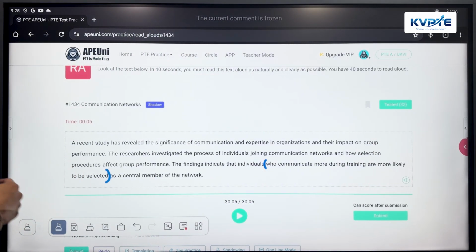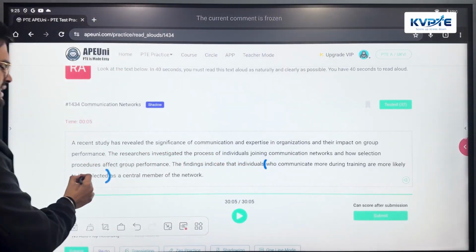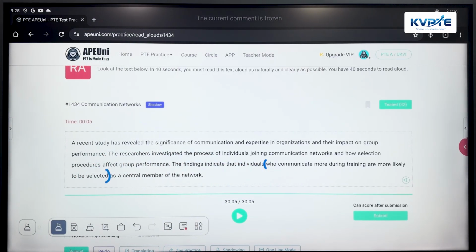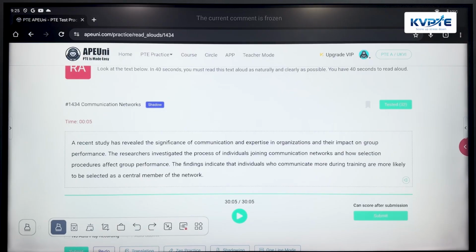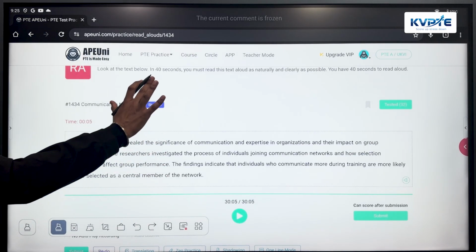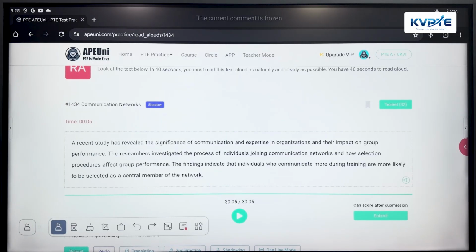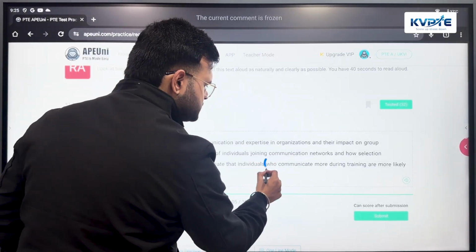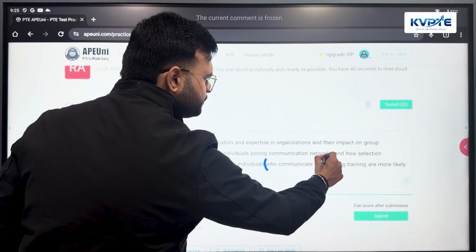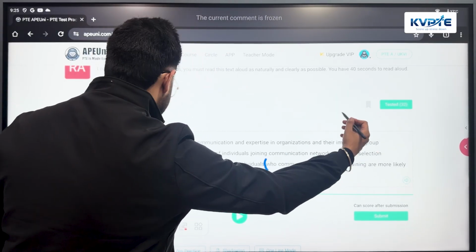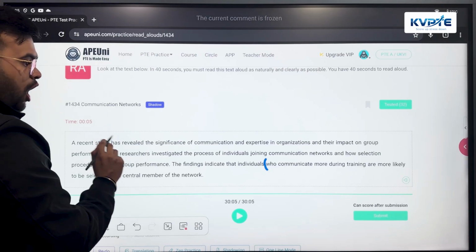I'll just prepare this line in my preparation time, and then I'll speak from "who" till "selected". So I'll be speaking it like: who communicate more during training time are more likely to be selected. If this is the question in front of you, in your preparation time you will just find 10 words which are easy for you to speak. Now for me, I think I can speak this line: who communicate more during training are more likely to be selected. How many words?